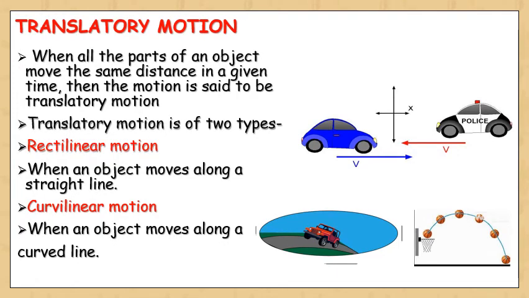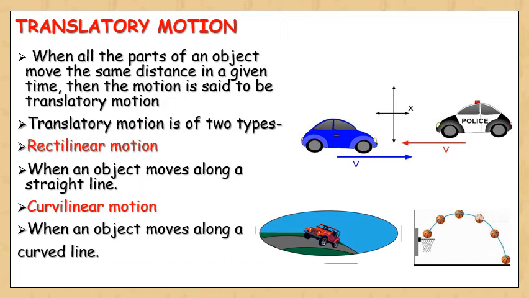Now first is translatory motion. Students, when all the parts of an object move the same distance in a given time, then the motion of an object is said to be translatory. In translatory motion, the path traveled by an object can either be straight or curved. So there are two types of translatory motion: rectilinear motion and curvilinear motion.